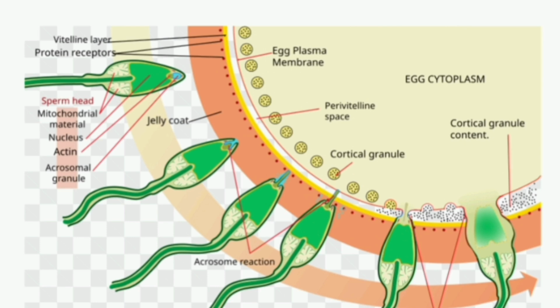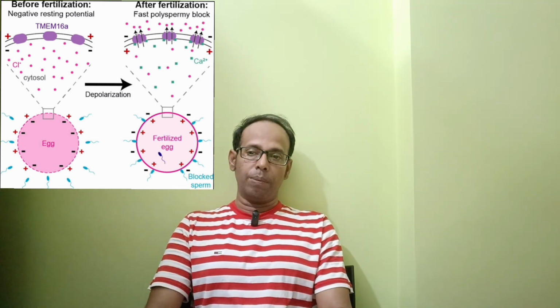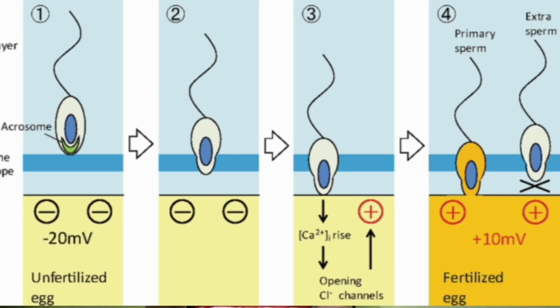Once a sperm successfully fuses with the plasma membrane of the secondary oocyte, sodium ions quickly enter the ovum through protein channels, causing depolarization of the membrane. This rapid change in membrane potential is called the first block to polyspermy. It prevents other sperm from fusing with the oocyte immediately after the first sperm has entered.